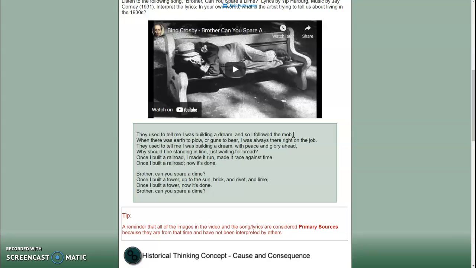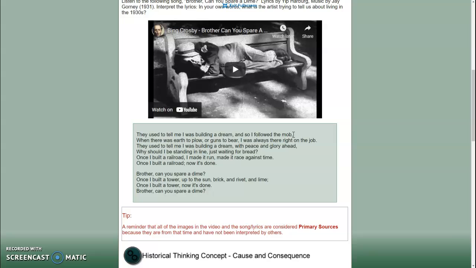"Why should I be standing in line just waiting for bread?" So this is a reference to people waiting in line for food. Once the Depression hit, they didn't have money for food and they often had to wait in line. We didn't have any social programming at this time. That was brand new and comes out of this era, so we'll talk about that. But they were all dependent on donations, particularly from church groups.